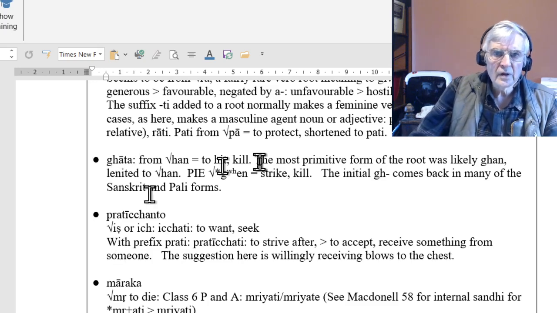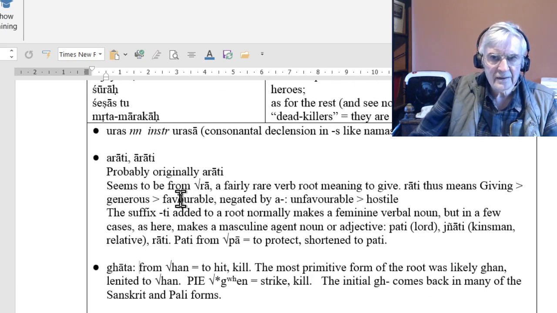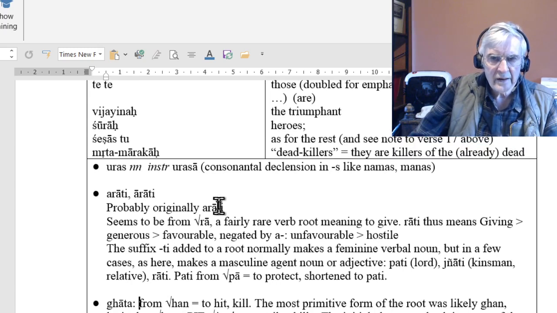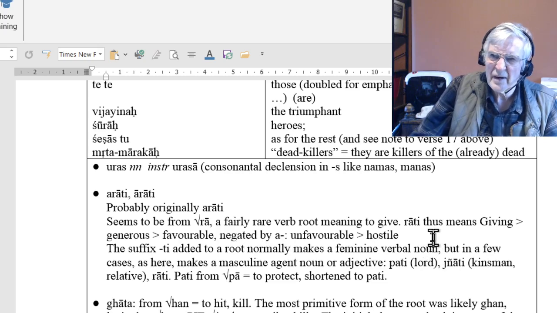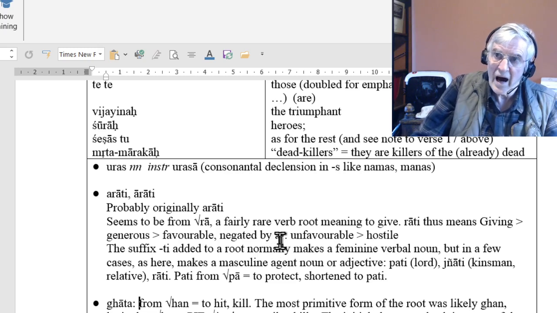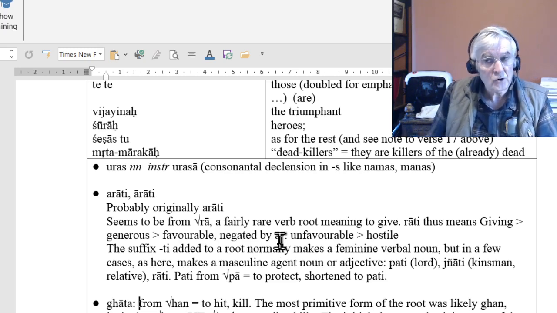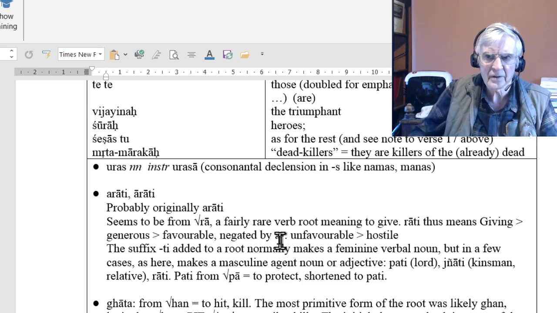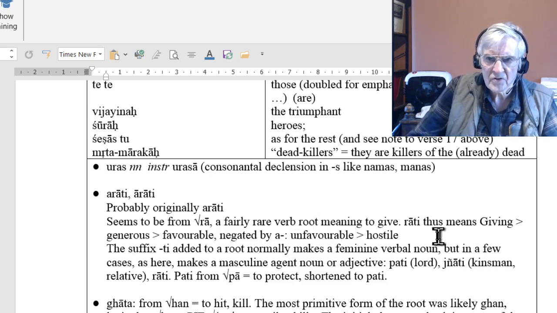So the arati, it's not a very common word, and this root ra is a fairly rare verb meaning to give. Rati, again, quite a rare noun, we don't often encounter it at all. It means giving or generous or favorable. And negate that, arati, or sometimes they say arati. It's an anomaly, but arati would mean unfavorable or hostile and therefore an enemy.